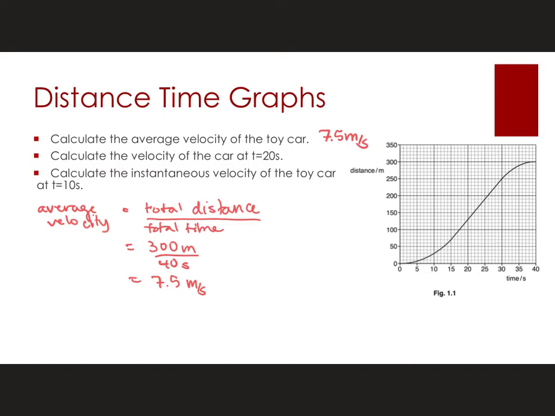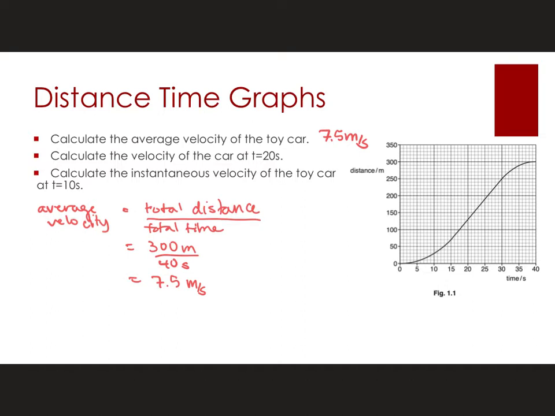It says calculate the velocity of the car at 20 seconds. Now in this case, we're looking for the speed right here. Now notice that is in the section here that is moving at a constant velocity. So I can take any 2 points along this section here that's part of the straight line, and I will be able to get the gradient on my distance time graph to give me the constant velocity anywhere where it's a straight line. Now we're going to take 2 points that are easy to read.